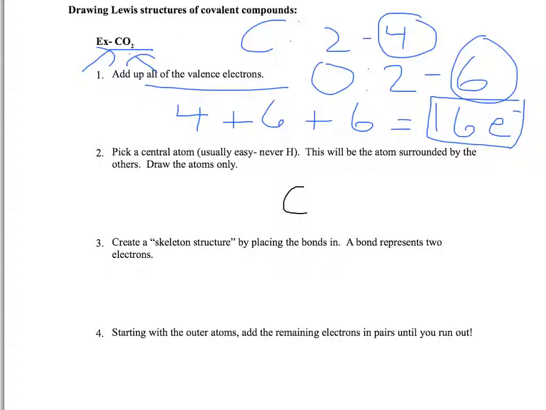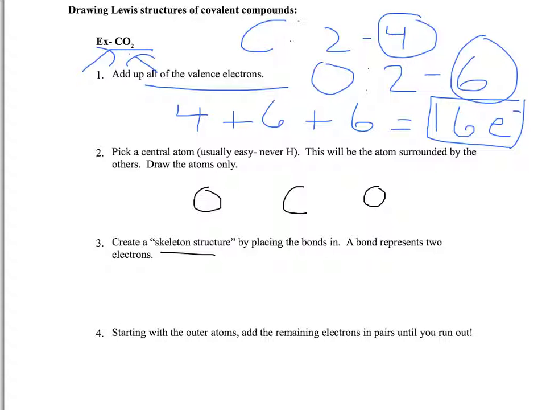Since we have 2 oxygens, let's put those evenly around the carbon. You don't want to put them both on the same exact side. Typically when we draw these compounds, we draw them a little bit symmetrically if we can. So let's put 1 oxygen on this side and 1 oxygen on this side. So we have 2 oxygens and a carbon, and the carbon is the central atom. Now we have to create a skeleton structure. Everything in this case has to be bonded.